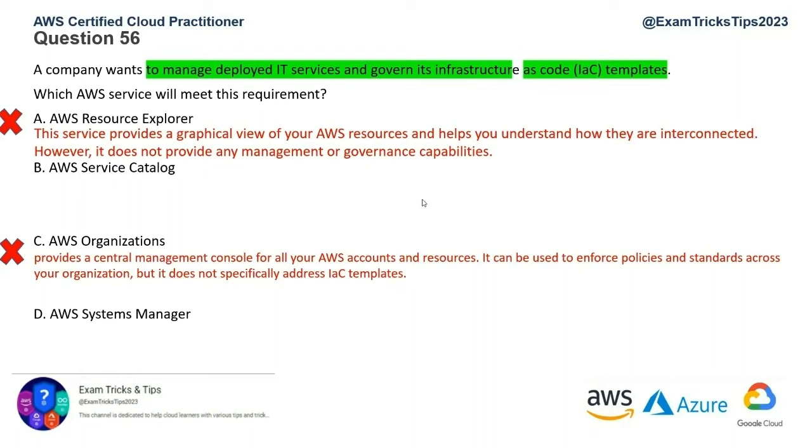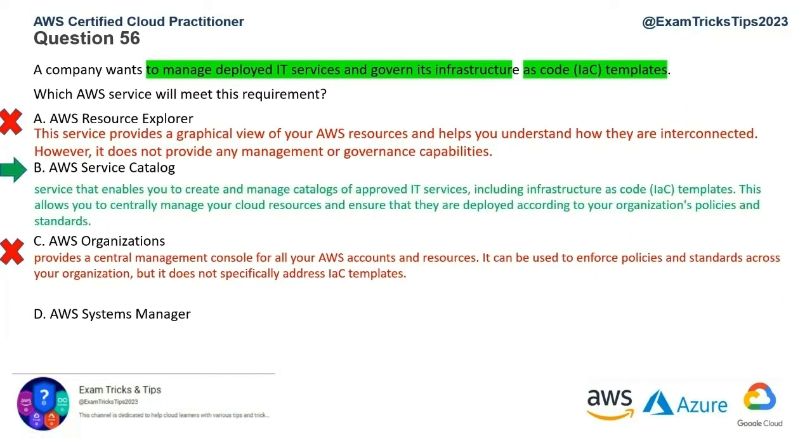Now let's look at option B. AWS Service Catalog is essentially a catalog of all your services, and one of its primary functions is deployment using IaC templates. This is the service that enables you to create and manage catalogs of approved IT services, including infrastructure as code templates. This allows you to centrally manage your cloud resources and ensures that they are deployed according to your organization's policies and standards. So this is the service which is your answer. This option is what we need.